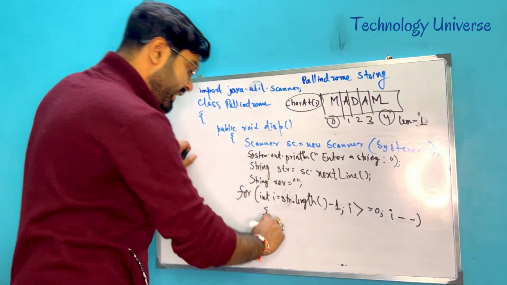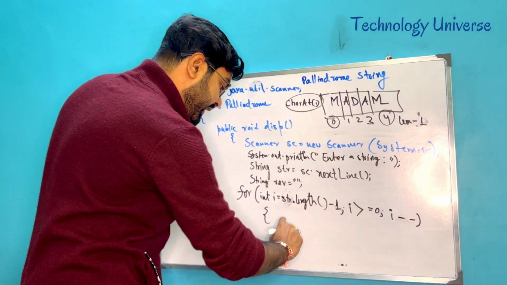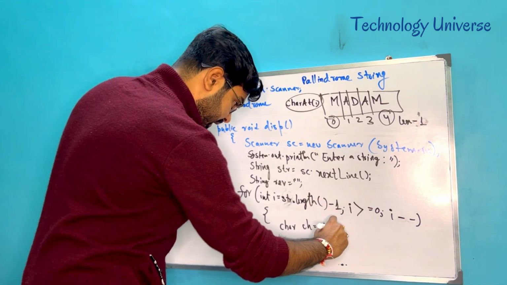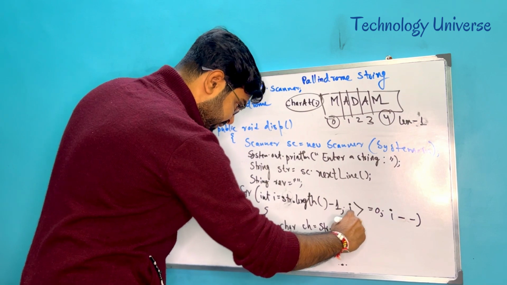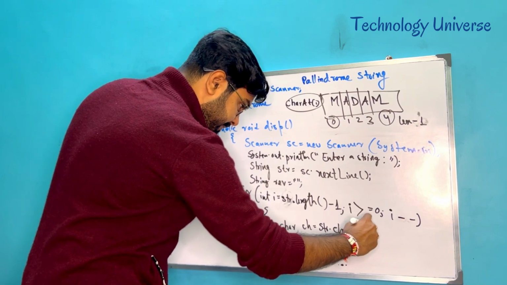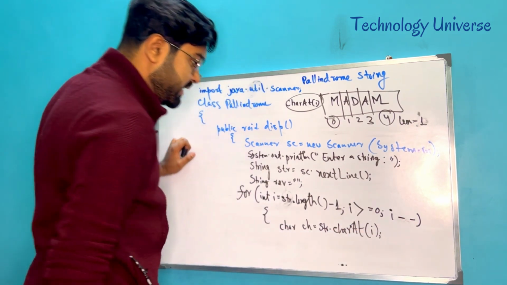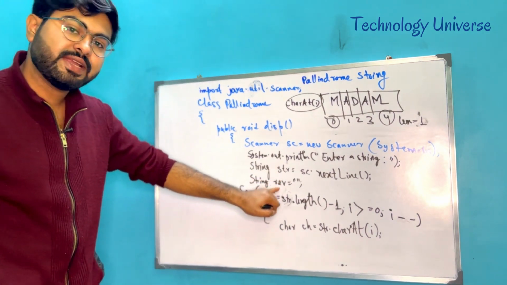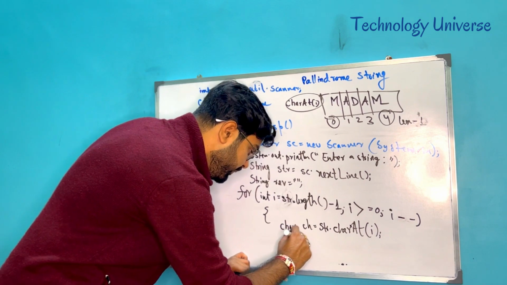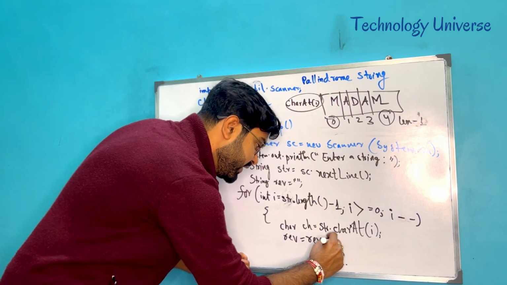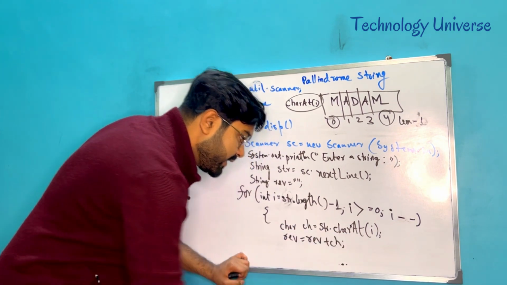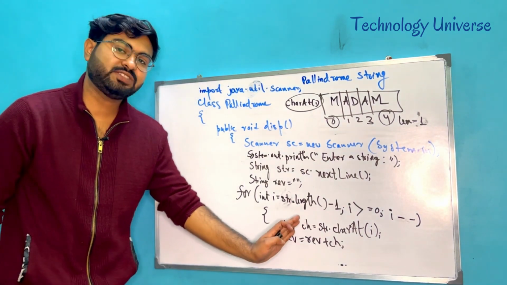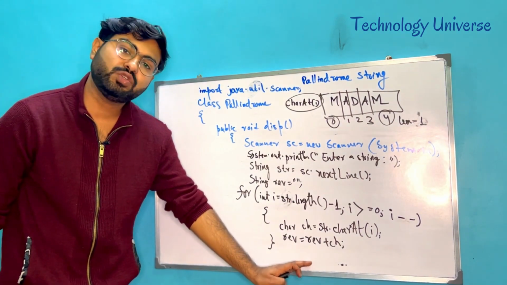Now at the ith index, I have to extract the character. So for that, ch equals str.charAt(i). At the ith index I am extracting the character. That character I have to store inside rev, so I concatenate inside the rev variable: rev = rev + ch. This line would concatenate the characters extracted in the previous line and add them to the reverse.